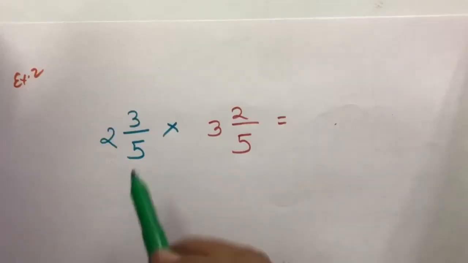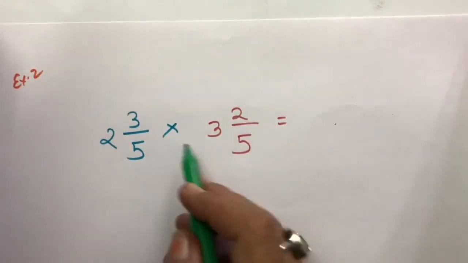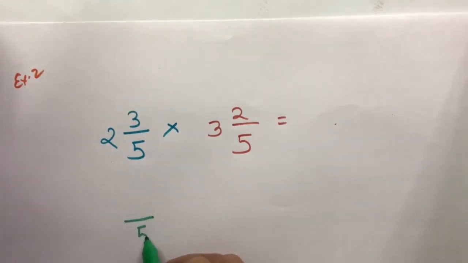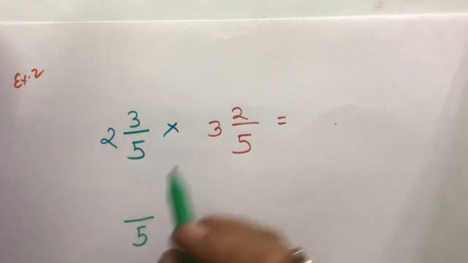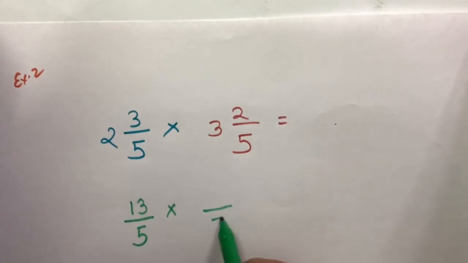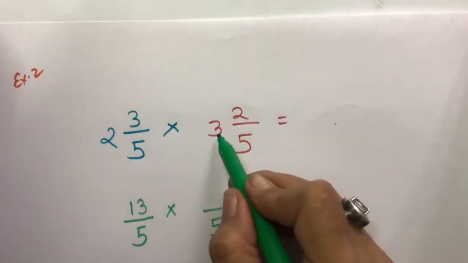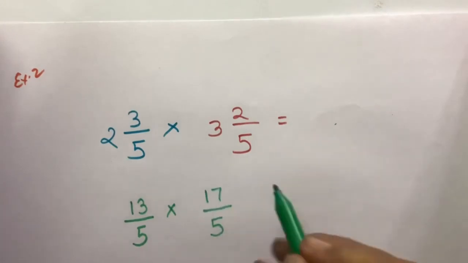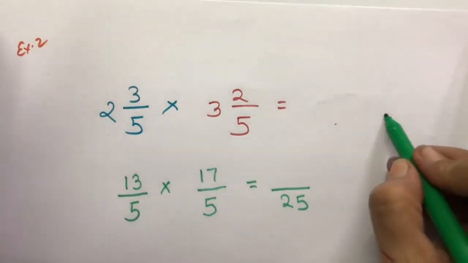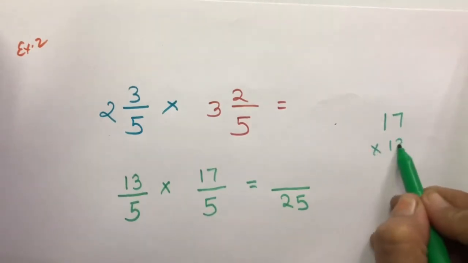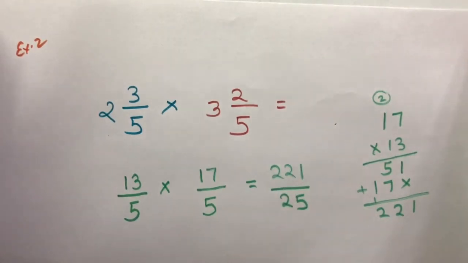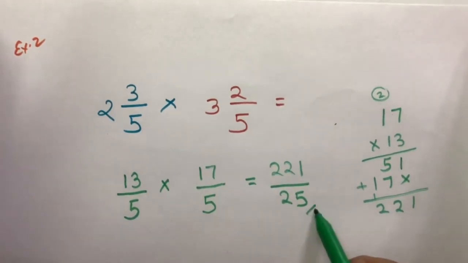We have two mixed numbers which have to be multiplied. So I'll change them first. So 5 in the denominator. 5 twos are 10. 10 plus 3 is 13. And this one will be changed to a fraction. 5 threes are 15 plus 2 is 17. So 5 fives are 25, and 13 into 17 we will multiply to get 221 by 25.